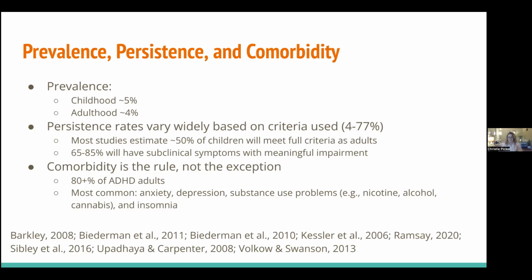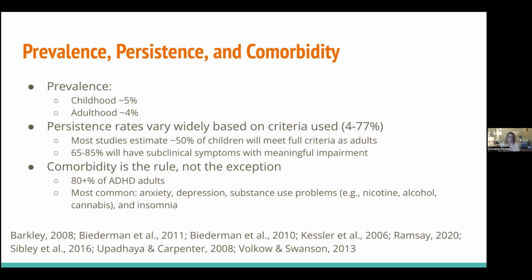Depending on how we define ADHD in adulthood, especially with the most recent DSM criteria, previous studies have found huge variation, between 4 and 77%, which is absolutely useless information, right? However, the majority of studies seem to fall around the 50% mark as far as children with ADHD. About half of them will meet full criteria as adults.